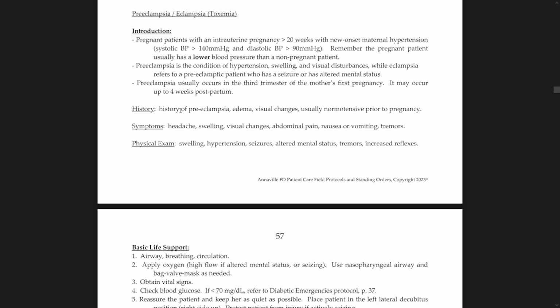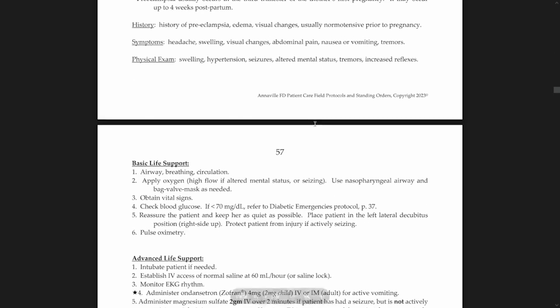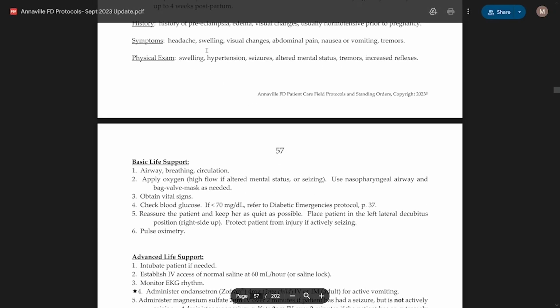postpartum. Some history: they may have a history of preeclampsia, edema, visual changes, usually normotensive prior to the pregnancy. Some symptoms include a headache, swelling, visual changes, abdominal pain, nausea or vomiting, and tremors. Some physical examinations may be they have swelling, hypertension, seizures, an altered mental status, tremors, and increased reflexes.